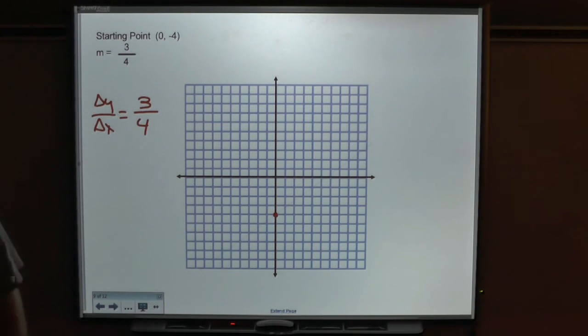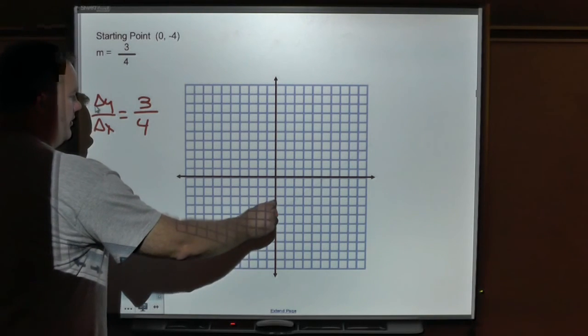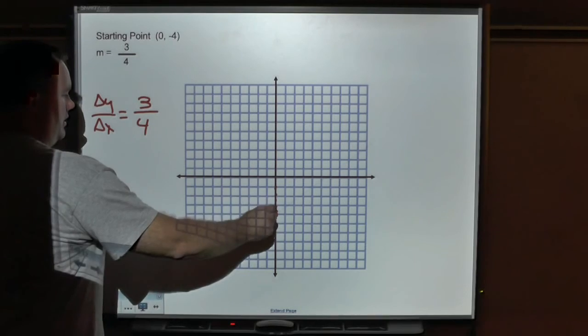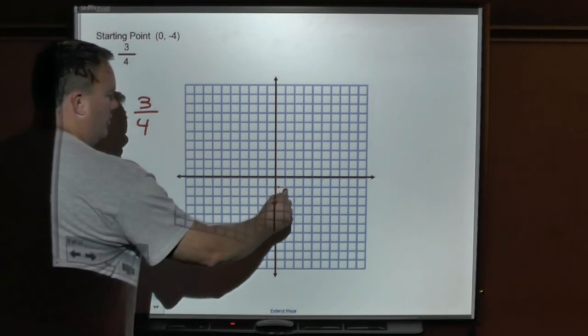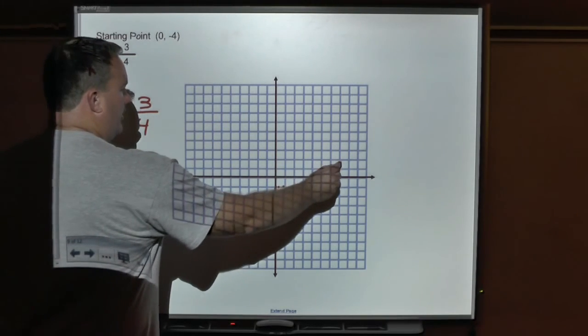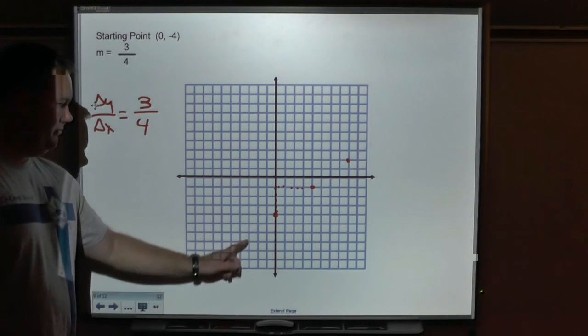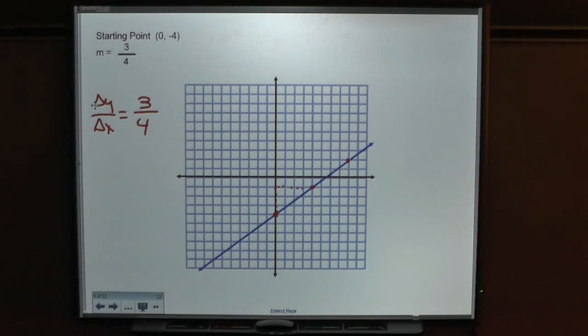Is this going to be a positive or negative slope? Think about it. It's a positive number, so that means the line needs to increase. Positive 3 for your vertical change means go up 3: 1, 2, 3. And then to the right 4 for your change in x. Up 3, to the right 4. There you go. Draw a line through that. You now have a slope of 3 over 4 starting at 0, negative 4.